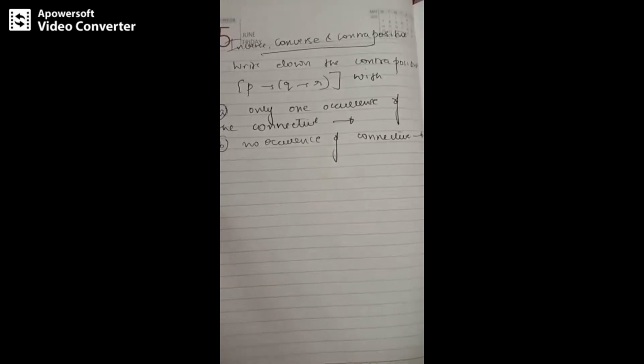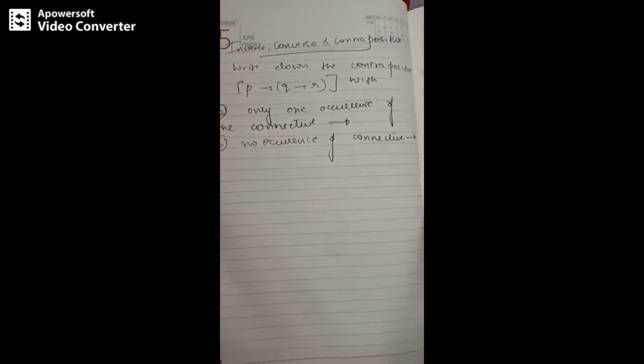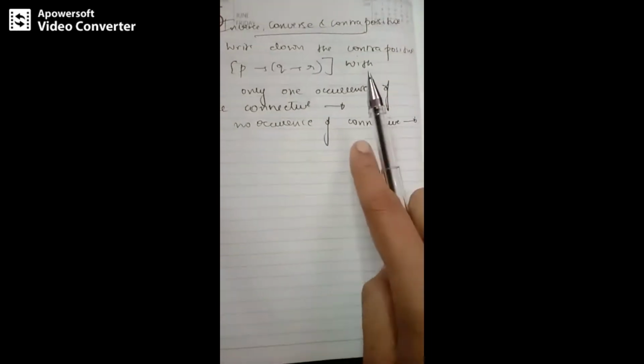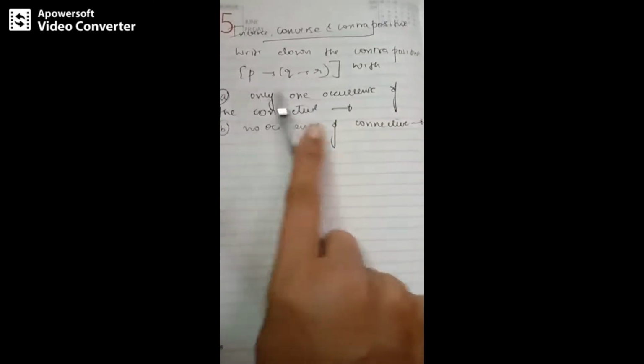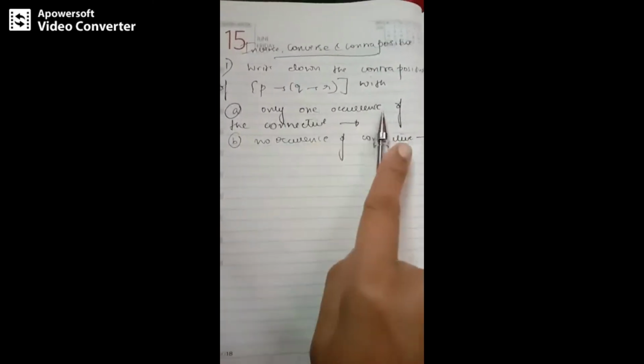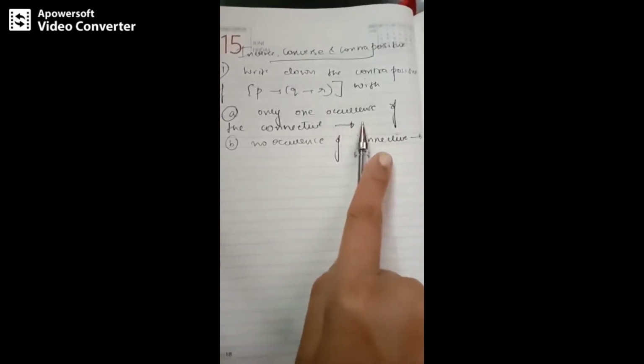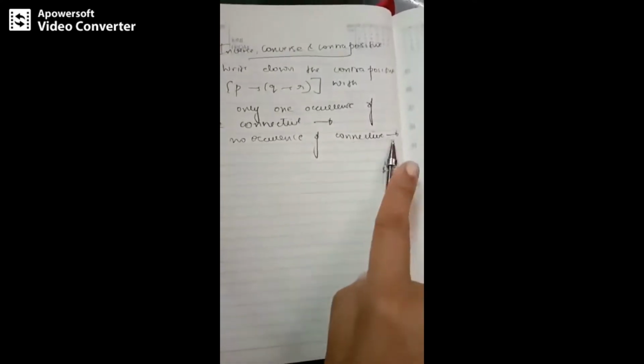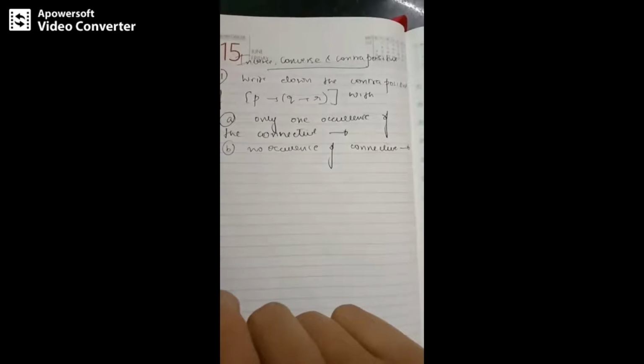Let's take a particular problem related to inverse, converse and contrapositive. As discussed in the presentations, I have told in detail what is converse, what is inverse and what is contrapositive. So let's brush up those terms before solving this problem. We are given a problem: we need to find the contrapositive of this conditional statement with only one occurrence of the connective implies, as well as there should not be any implication connective in the result.